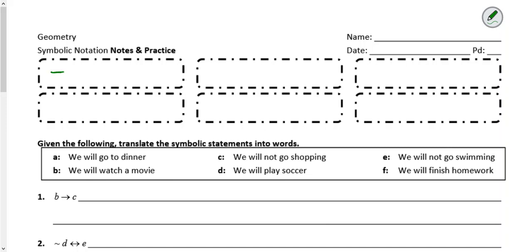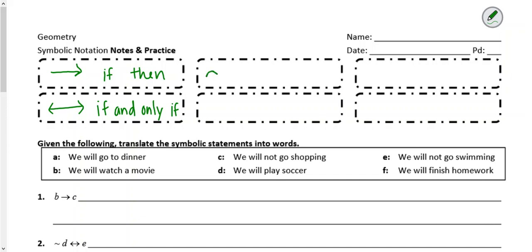So if you see just an arrow, that means if, then. And that's going to make sense as we go through these examples. But just know the arrow going one way means if, then. If we have an arrow going both ways, so a double arrow, that means if and only if. Again, as you're watching this video, if it goes too fast, just make sure you pause it or rewind it as you need to.